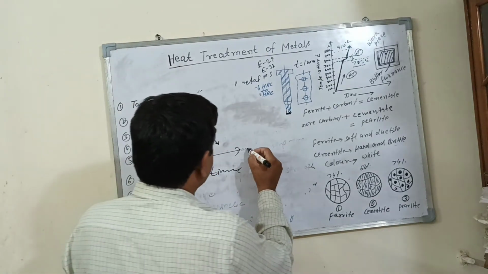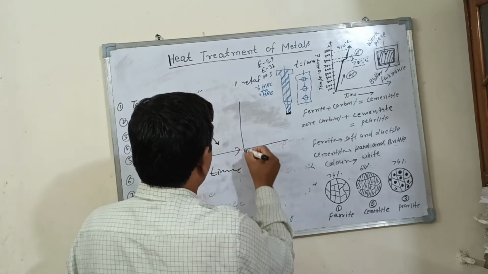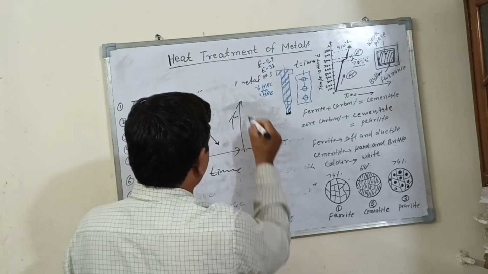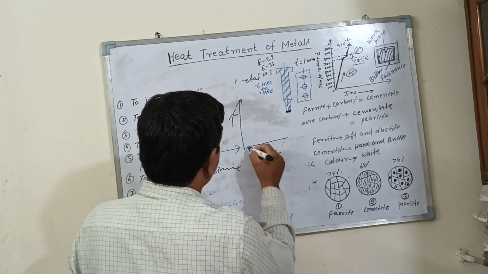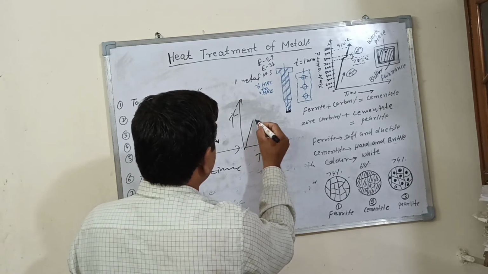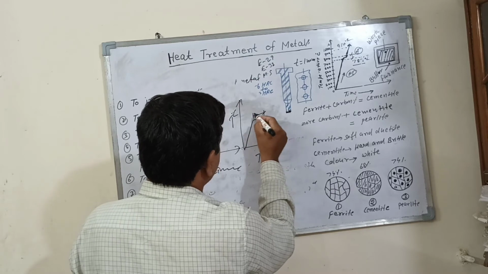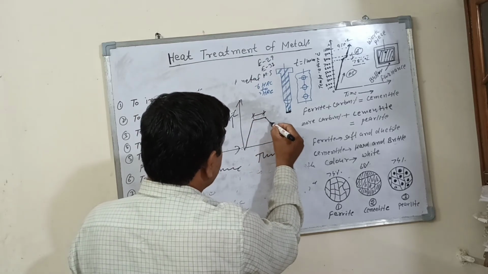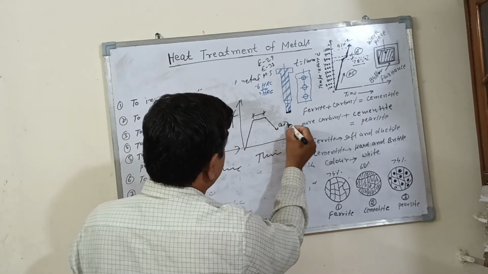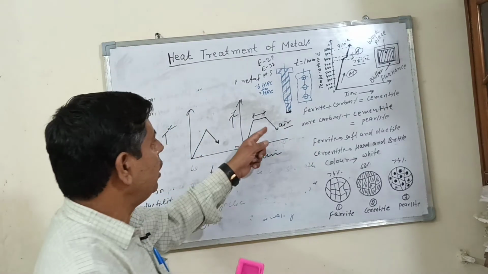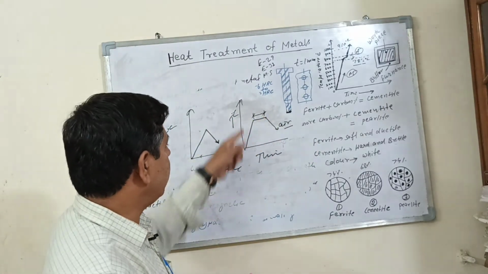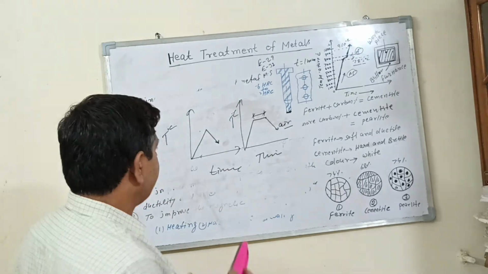The metal is heated. The temperature, time. The metal is heated and takes the soaking time, takes some rest, and then slowly cools in the air. This process is called the tempering process. This figure indicates the tempering process.